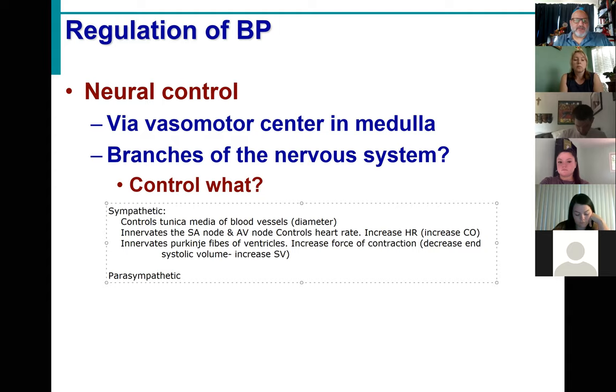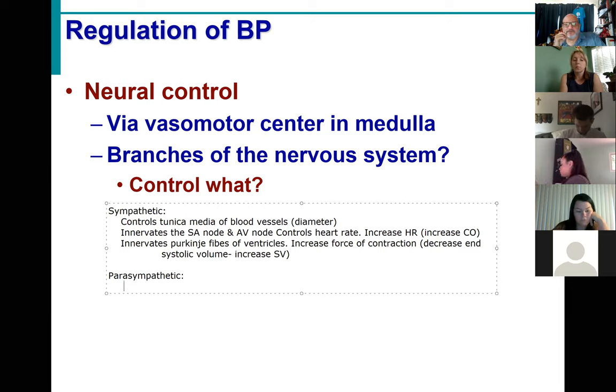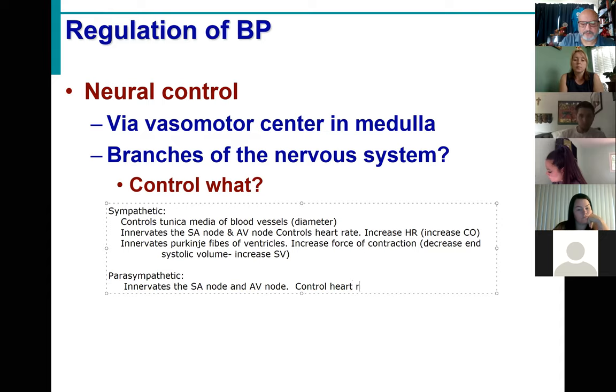Now, what about the parasympathetic? Does it do all the same things? No. No, what does it do? It innervates the SA node. Excellent. It innervates the SA node and the AV nodes only. All right, and that allows it to control heart rate. And as you guys pointed out, what type of effect in particular would it have on the heart rate? Decreases. Right, it would decrease.